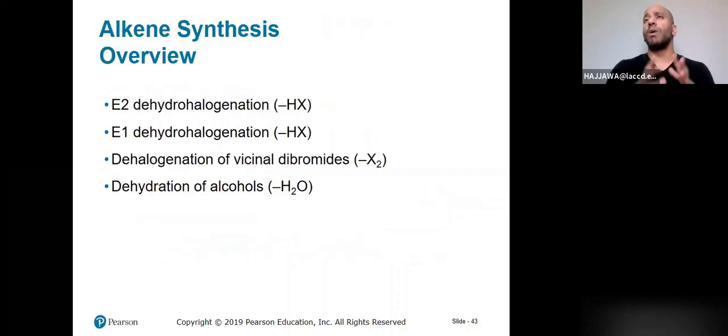Synthesis. We will learn in this chapter how to synthesize alkenes. There are two approaches for how we do that. We could start with an alkyl halide to make an alkene, or we could start with an alcohol to make an alkene. Now, the alkyl halide approach may have actually two pathways. It could be an E1 or an E2.